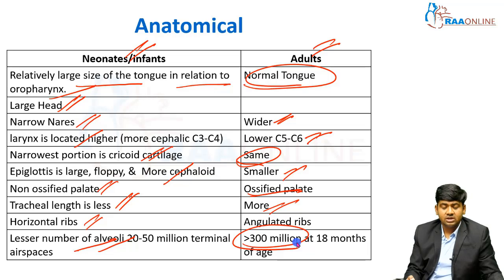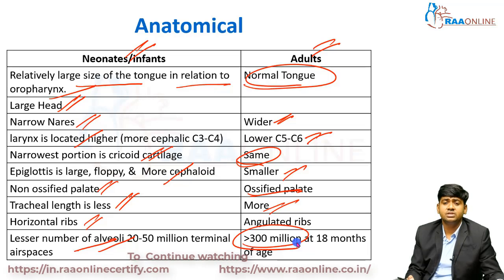Okay, fine. So these are the important anatomical differences between adults and neonates or children. Mostly everything is narrow, like the narrow nares, and all the structures of the airway are made of soft tissues. So they are prone to obstruction, prone to spasm, prone to allergic reactions, and prone to hypersensitivity reactions.